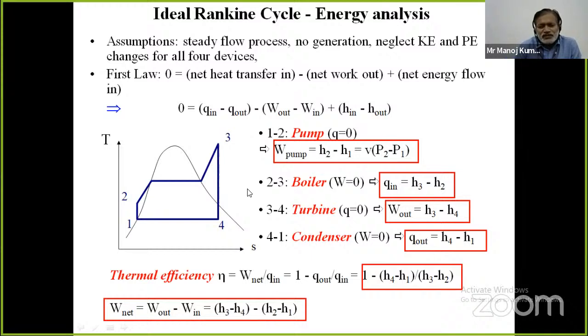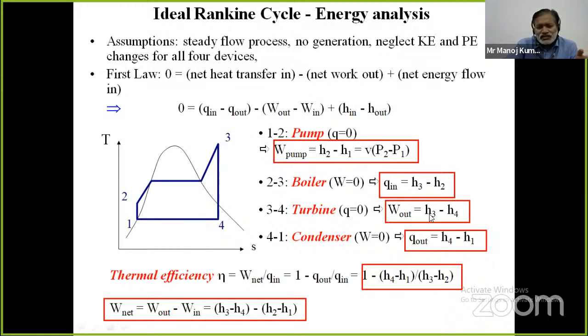You will find that in the turbine there will not be any change in kinetic energy and potential energy, and there will not be any heat transfer if the turbine is insulated. Since we are discussing the ideal Rankine cycle, the process 3-4 is reversible adiabatic. So the process is reversible as well as adiabatic. This means there will not be any heat transfer, nor any change in kinetic energy or potential energy.